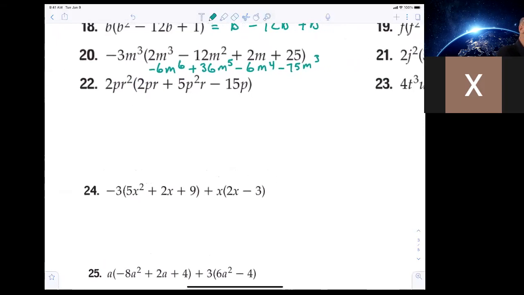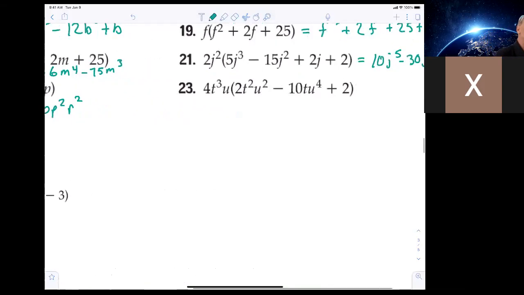Number 22. It's 4p squared r cubed plus 10p cubed r cubed minus 30p cubed r p squared r squared. Anybody have any issues? That's pretty good. All right, pretty good. Sean, 23.